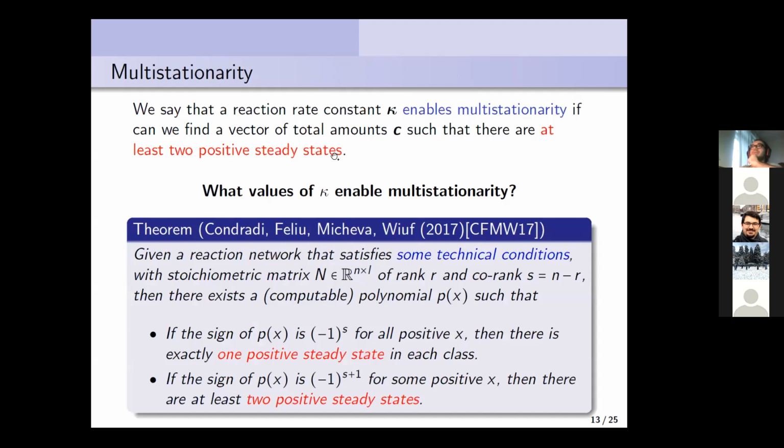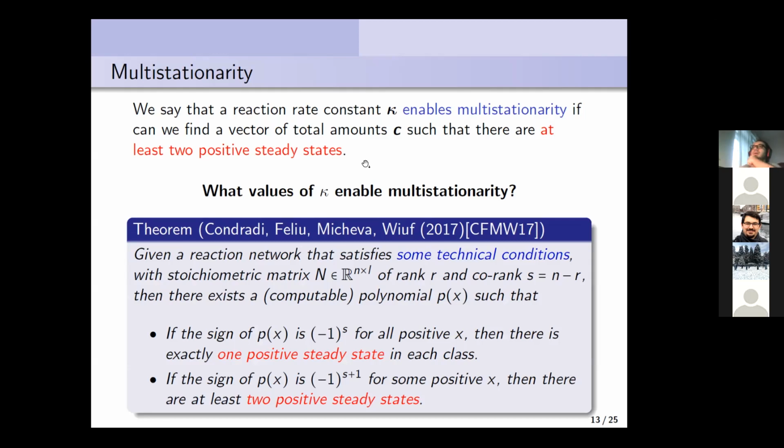So we say that a reaction rate constant kappa enables multistationarity if we can find a vector of total amounts c such that there are at least two positive steady states. This means that if there is more than one stationary point in any compatibility class, at least one, then in this case we say that this kappa, I mean the k1 up to k3 in our case, enables multistationarity.